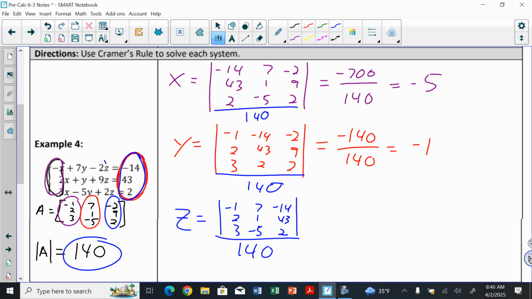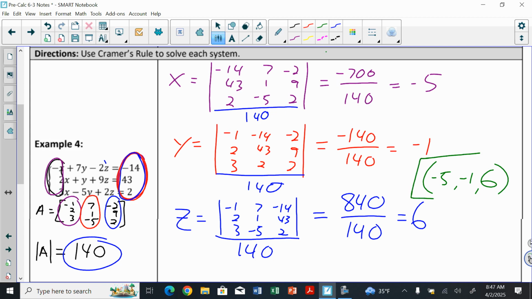And away we go. Any method you'd like for that 3 by 3 determinant, you're going to get 840 over the 140, which comes out to 6. So now I can get my final answer in an ordered pair. Not an ordered pair, it'd be an ordered triple: negative 5, negative 1, positive 6 would be my final answer here, XYZ.